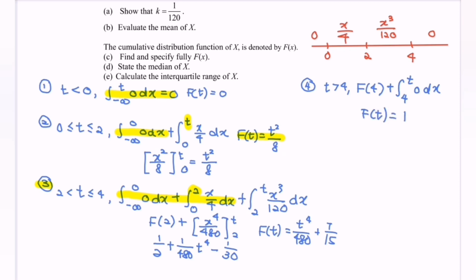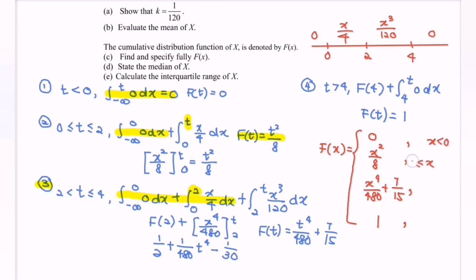So kindly write the CDF. Here we have the capital F(x). The function number 1 is 0, followed by the second function where we have x squared over 8. Then the third function we have x to the power 4 over 480 plus 7 over 15. Finally, we have 1. So we have the range or the domain where x is less than 0, then x is greater than or equal to 0 and less than or equal to 2, x is greater than 2 and less than or equal to 4, and then finally x greater than 4. So that is the CDF.